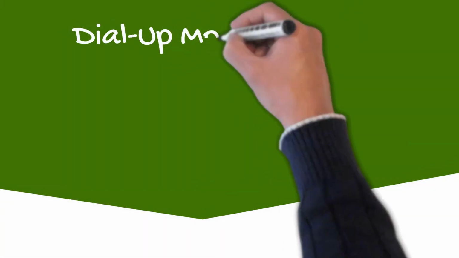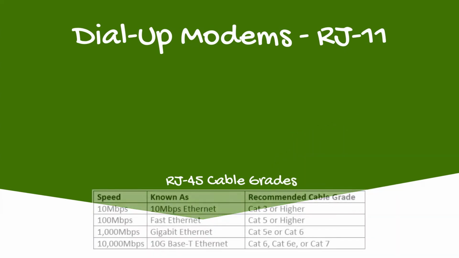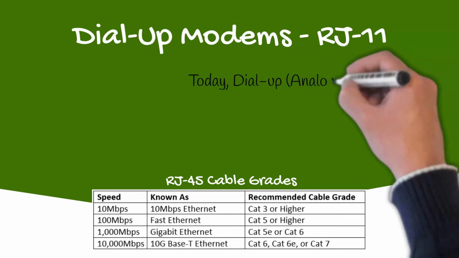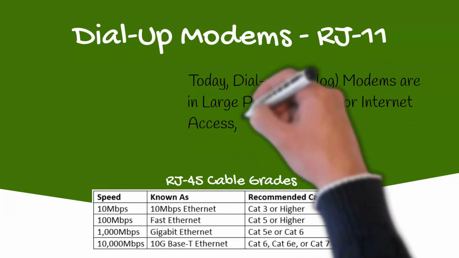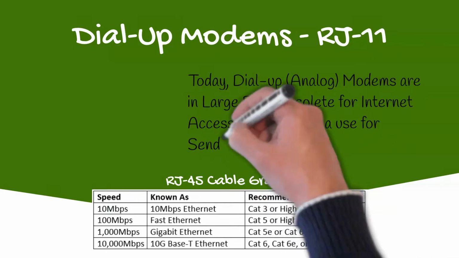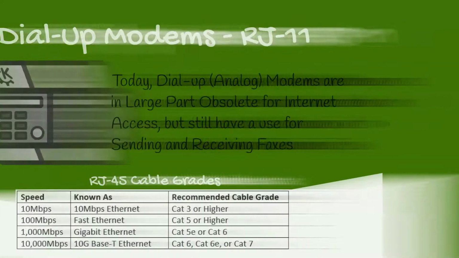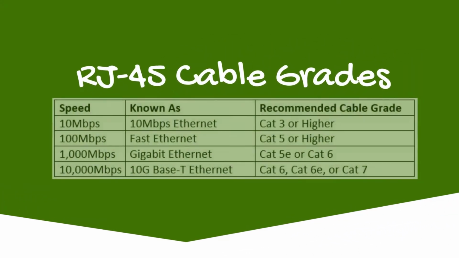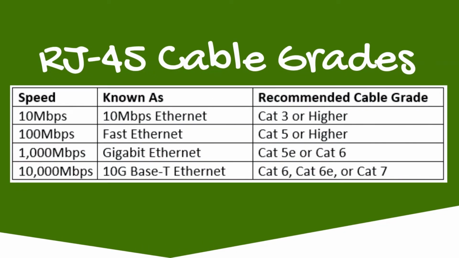Prior to the types of network connections we use today, dial-up modems were more widespread in use. Today, dial-up or analog modems are in large part obsolete for internet access. They do still have a use for sending and receiving faxes. More commonly used today is the RJ45 cable or Ethernet. Ethernet comes in different cable grades and speeds, which you can see in the chart.